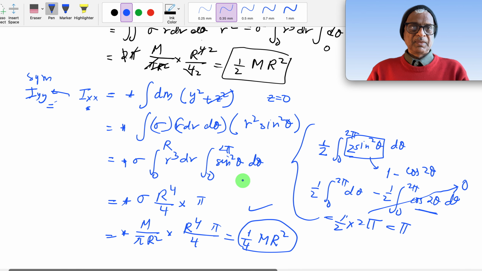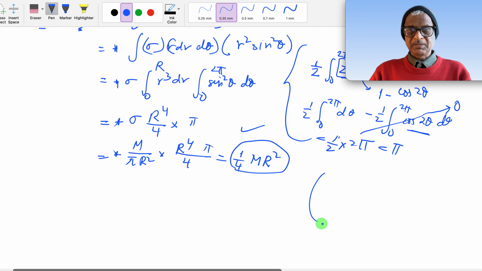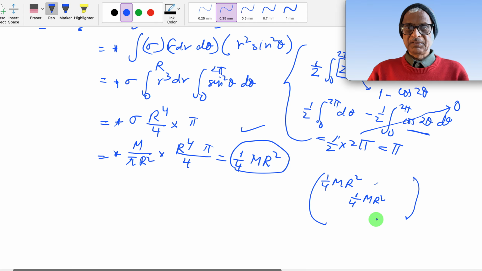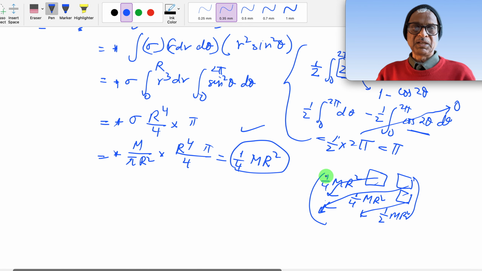Okay, so we did the diagonal parts. Looking over here, for x we got 1/4 m r square, and for y we got 1/4 m r square, and for z half m r square, and we have the off-diagonal elements left to do. Of course, this will be the same as that, and that will be the same as that. So we don't need to do these down here, just those.